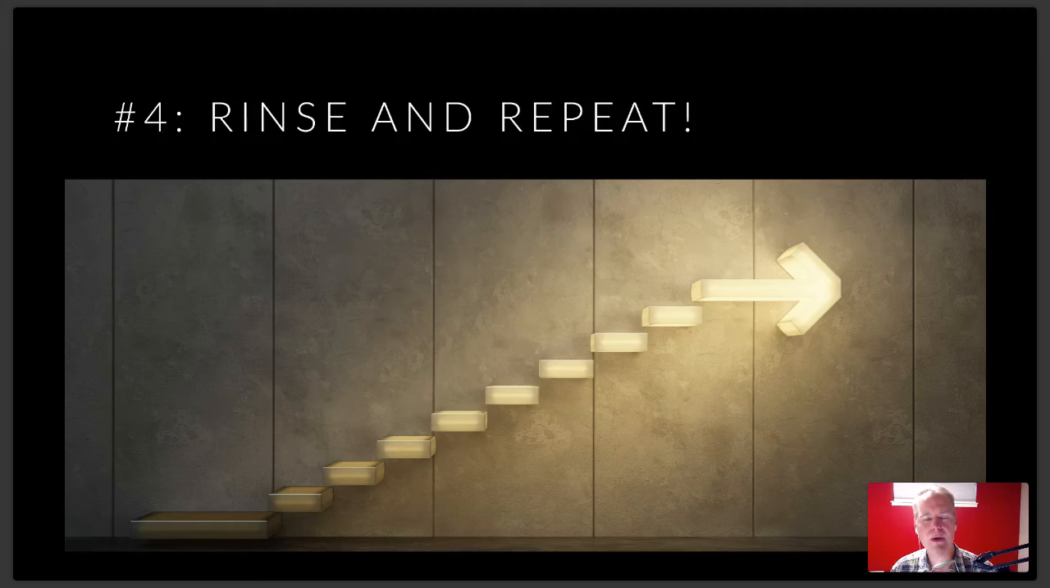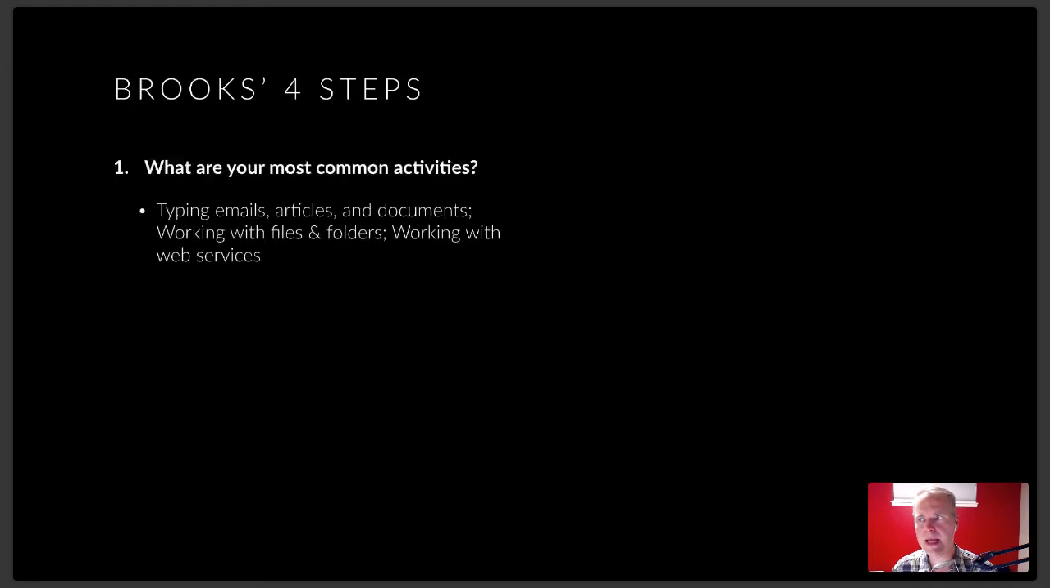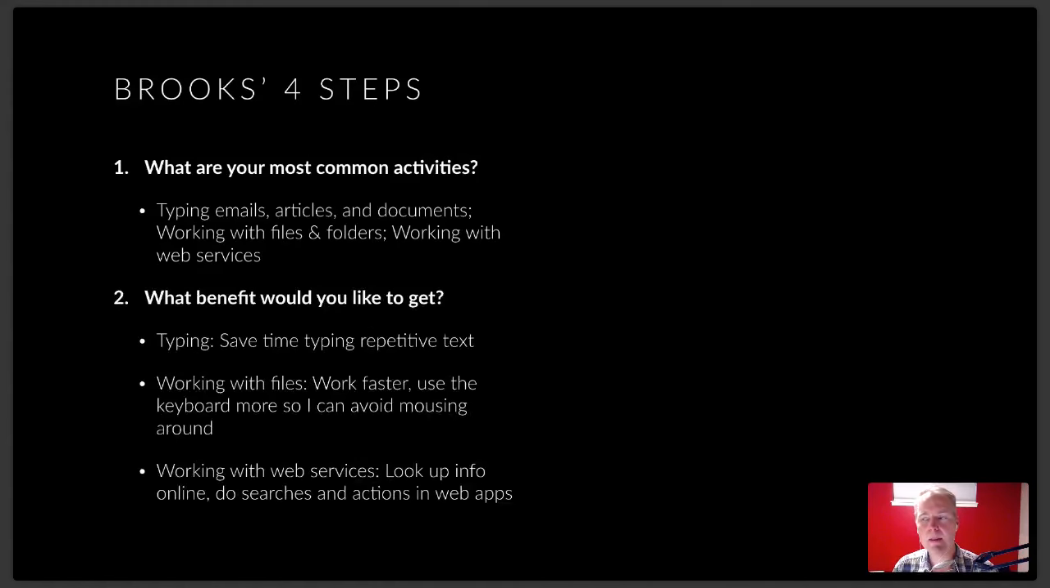So there's always different automations and there's always more time you can save if you just take things in a slow, methodical way. So to recap, my 4 steps, just so that you have it all in one place. Number 1, what are your common activities? For me, it was typing, files, and web services. Number 2, what benefit would you like to get? For me, saving time typing, saving time working with files using my keyboard, and saving time doing web searches and working with our web apps.